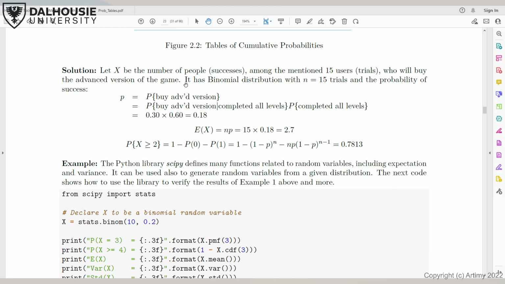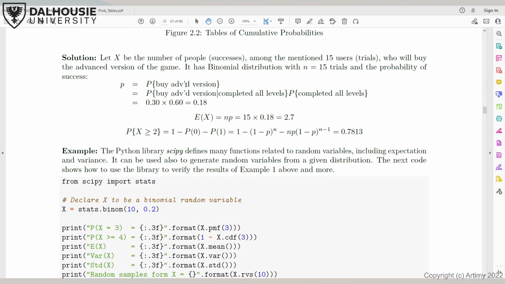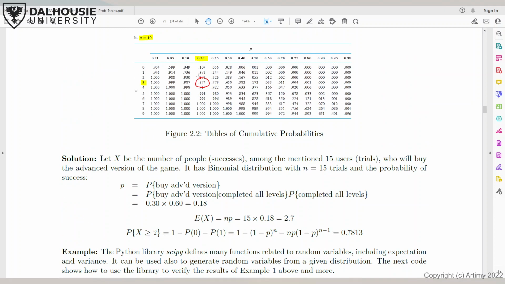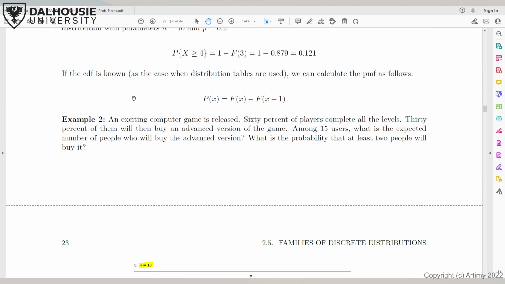This is another example where it has an extra step. An existing computer game is released. 60% of players complete all levels. 30% of them will then buy an advanced version of the game. Among 15 users, what is the expected number of people who will buy the advanced version? What is the probability that at least 2 people will buy it?